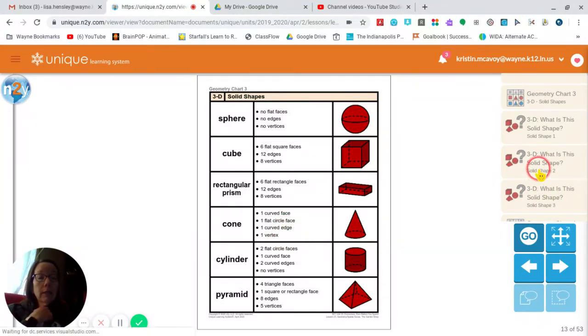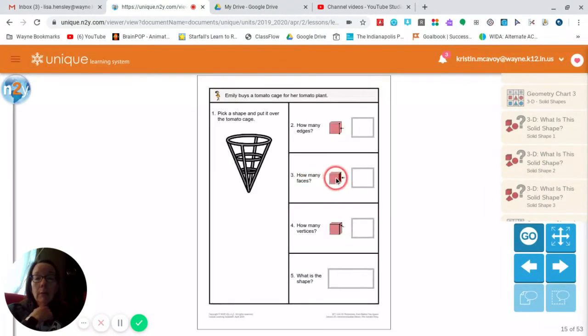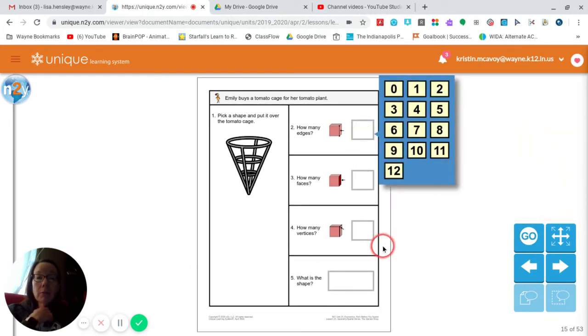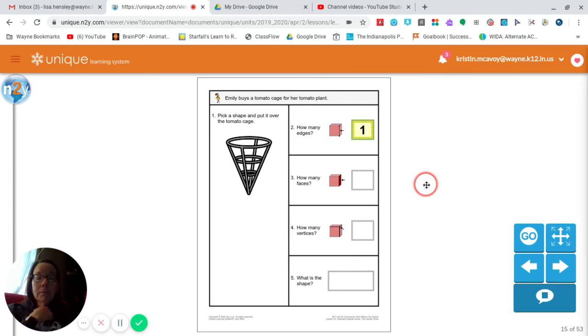So we're going to go here and we're going to say 1. Even though it looks like it might have 2, remember, it's not flat. If you had a real tomato cage, it would be like an ice cream cone shape. It goes all the way around. So it's 1. Let's try 1. Can you find the number 1 and put your finger on it? Great work. 1.